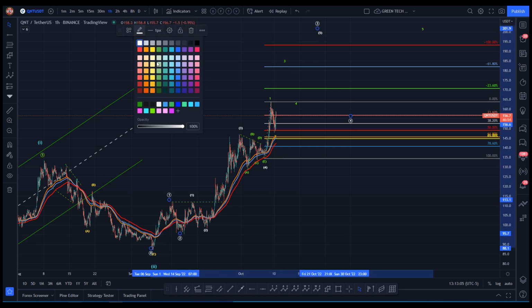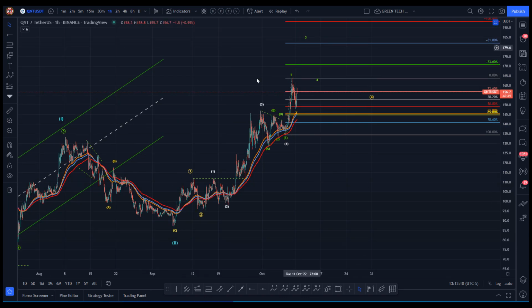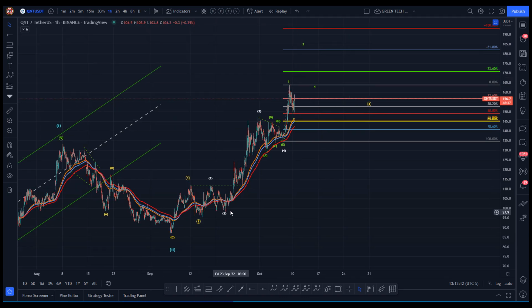I need another color in there. Oh, we'll go to yellow. Okay. One, two. We're still seeking three, right? One, two. One, two, three, four. Still looking for this to finish.